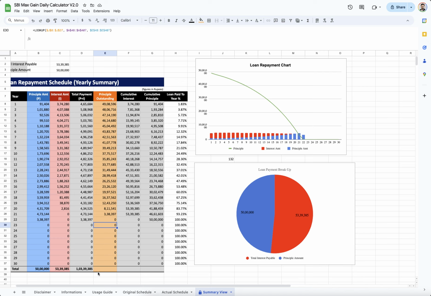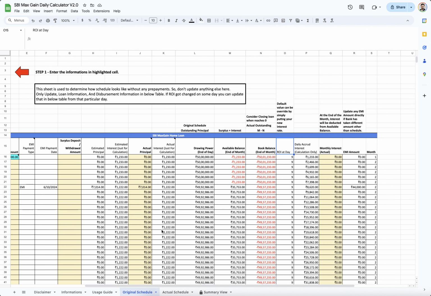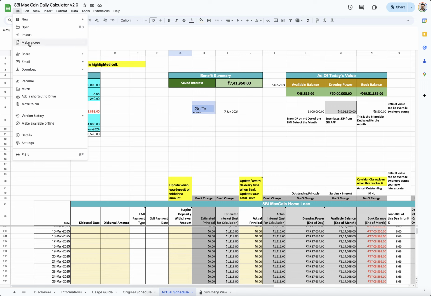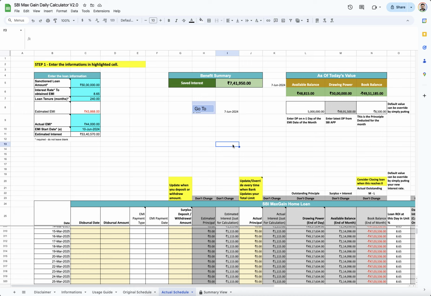So, to summarize, we saw this original schedule file, which is basically a predictor, to update the loan parameters which are in the control of the bank. This is the actual schedule file, it's in your control. Try to maximize the use of it. Create a clone of this file. You can go here, make a copy of it, and apply the numbers according to you, and try to use this.